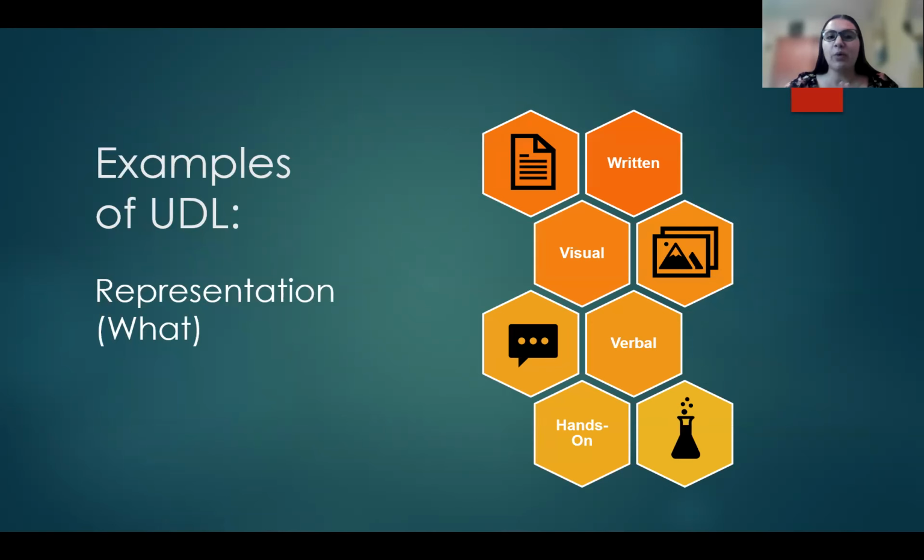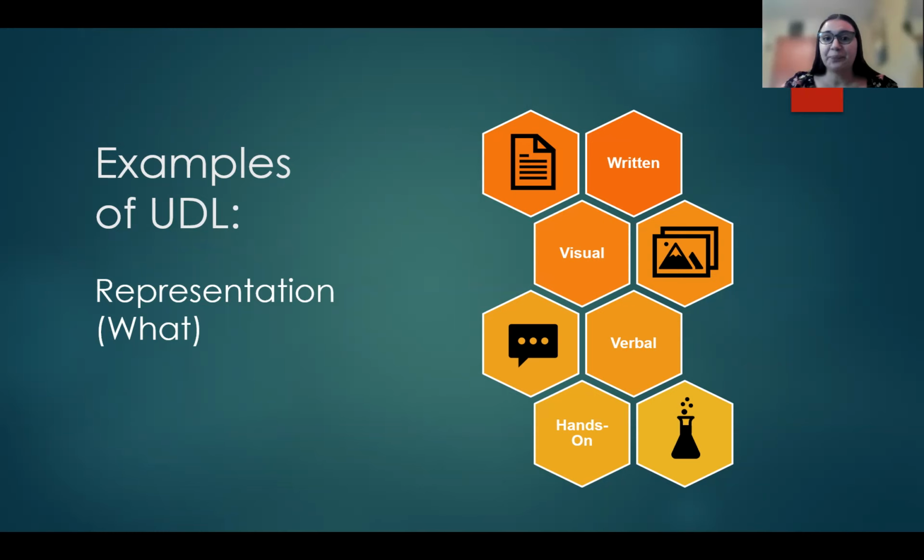So let's start with the what of learning. For representation, this is how instructors are presenting the content for students to access. So the big principle is that we want to provide access in multiple ways. You could represent material and content through writing, through visuals, through verbal, and through hands-on activities. This helps students who are auditory learners, visual learners, and kinesthetic learners.